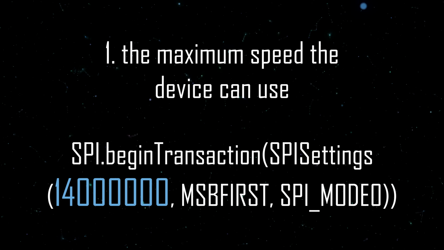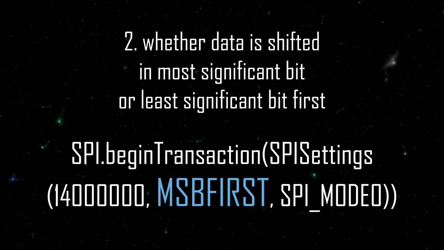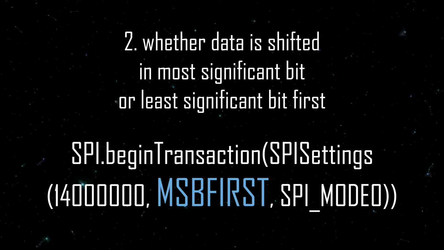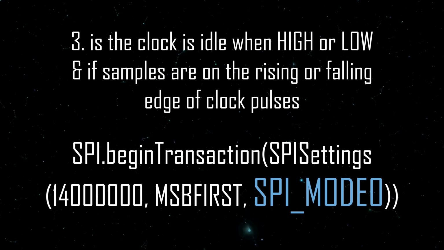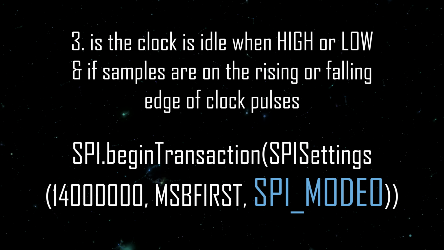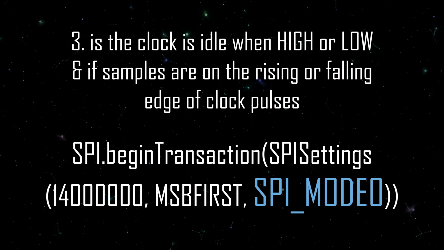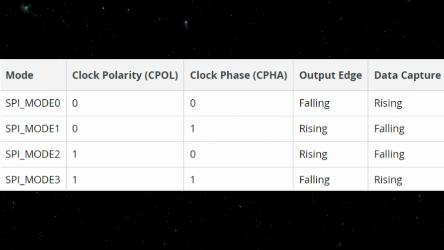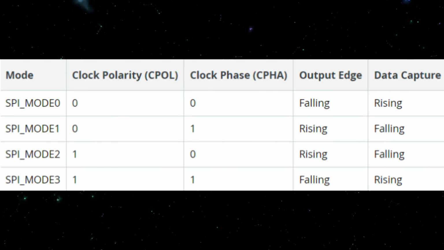If the data is shifted in the most significant bit or least significant bit first, this is controlled by the second parameter in SPISettings. Most SPI chips use most significant bit first. If the data clock is idle when high or low, and if samples are on the rising or falling edge of clock pulses, these modes are controlled by the third parameter in SPISettings. There are 4 modes of transmission for the clock polarity and clock phase. This table from the Arduino documentation on the SPI library shows the mode for each.